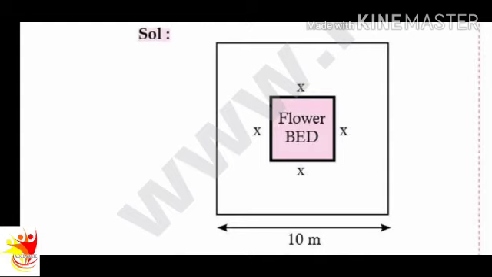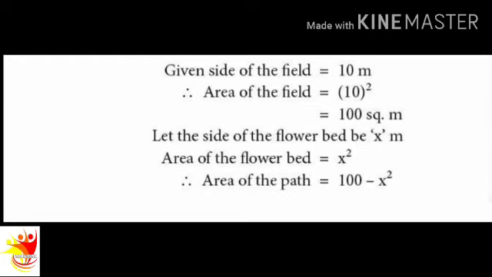We prepared the center of the square field as a flower bed. Let x be the side of the flower bed, and the remaining part is a gravel path. That is the diagram. Solution: given the side of the field equals 10 meters. Therefore, the area of the field is 10 squared, because the area of a square is side squared. Side equal to 10 means 10 squared, which is the area of the field, 100 square meters. 10 into 10, 100 square meters.